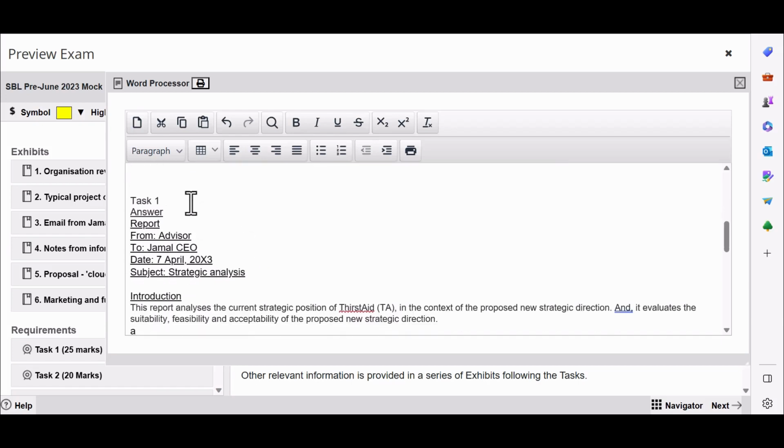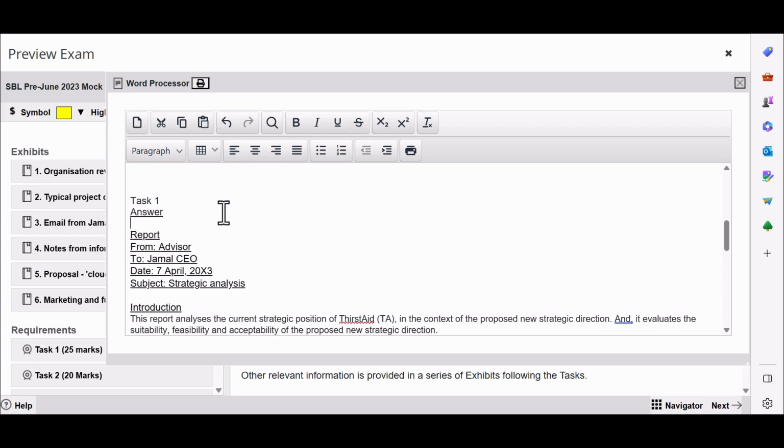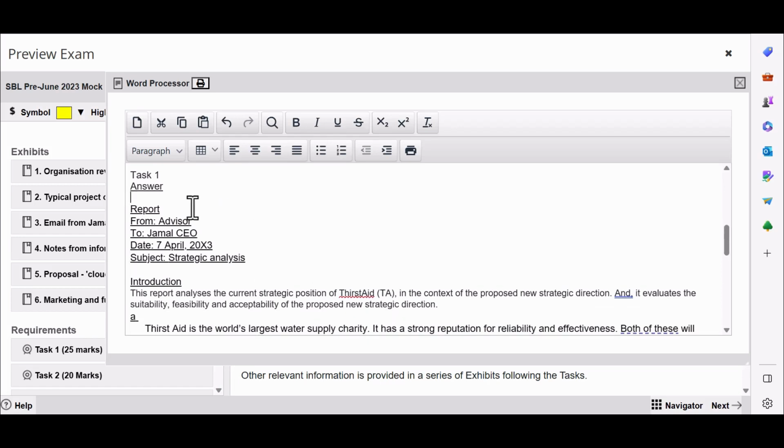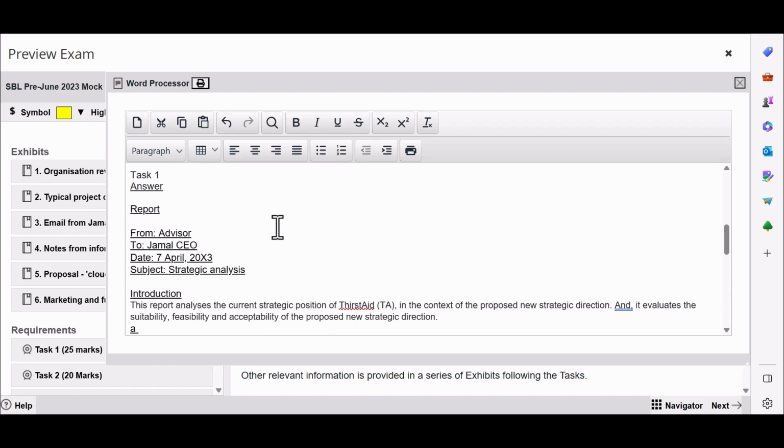Okay, we just put the headline in there, task 1, and put in an answer so that the marker knows that this is your answer. It's not a plan. You're asked for a report, so make sure you give a report format. Well, what does that look like? Well, what I recommend is the following.